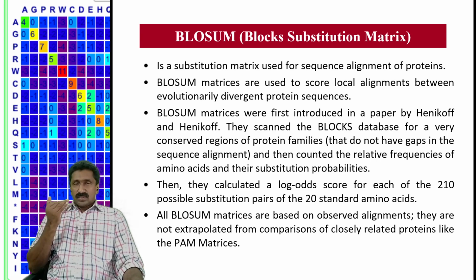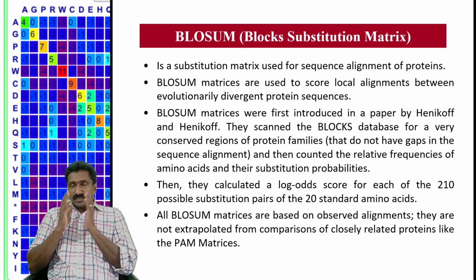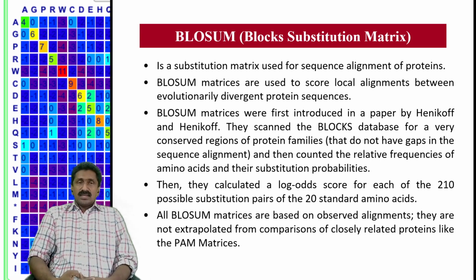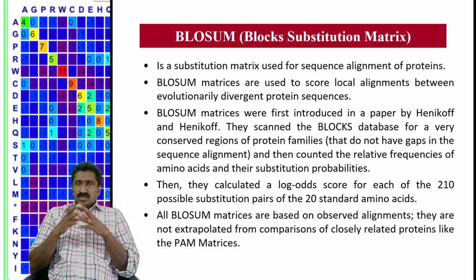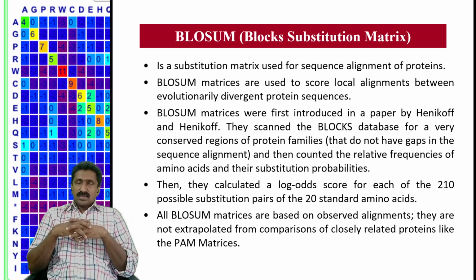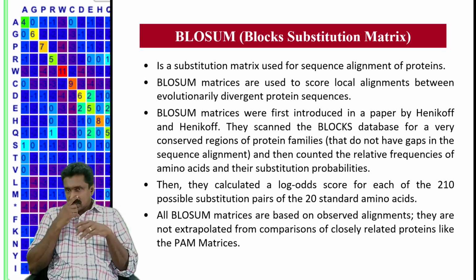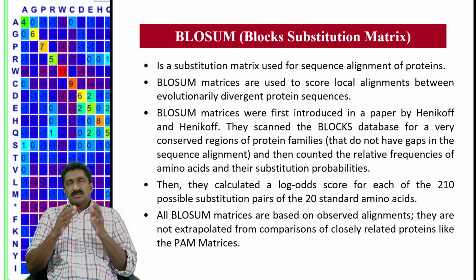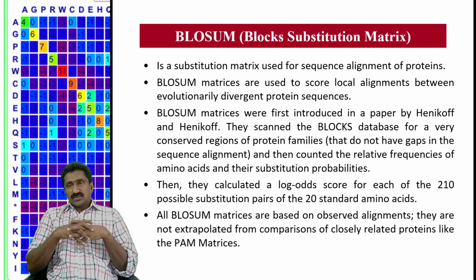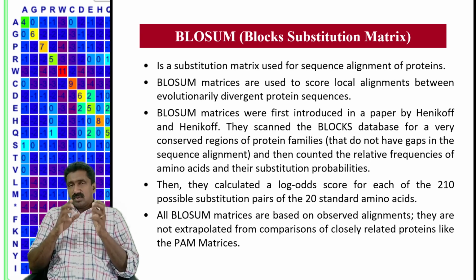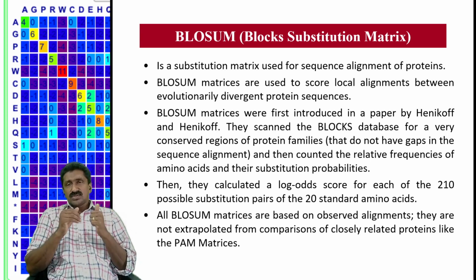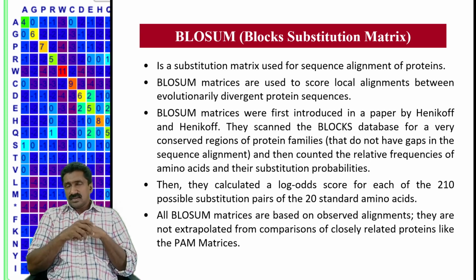Okay. So in the case of the BLOSUM matrix, this is a substitution matrix used for sequence alignment of proteins, and BLOSUM matrices are used to score local alignments between evolutionarily divergent protein sequences. So this is basically used for local alignment. BLOSUM matrices were first introduced in a paper by Henikoff and Henikoff in 1992, I think.